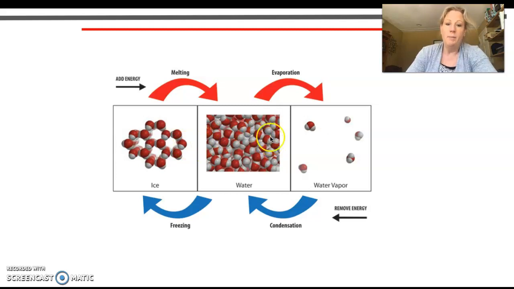So remember, the IMFs, it takes energy, so energy is going in. It's an endothermic process when I go this direction, and then energy is coming out of the gas for it to condense and form a liquid. So that's an exothermic process, and then forming ice is also exothermic.